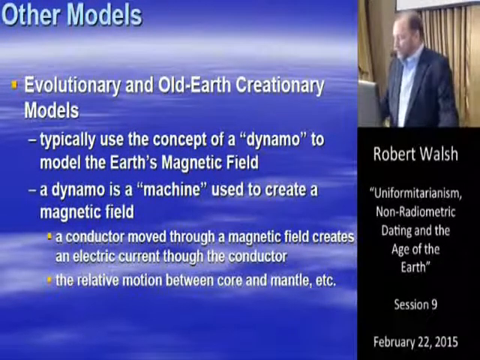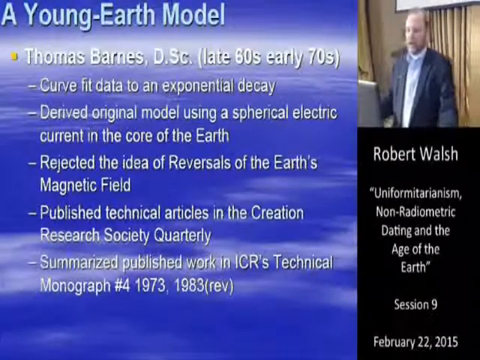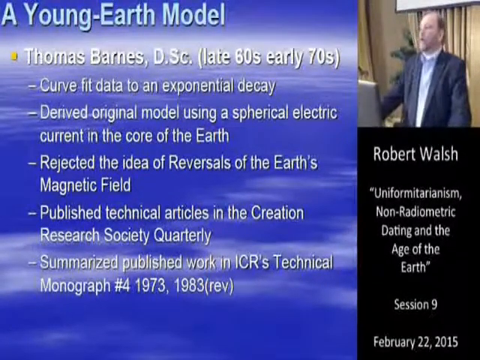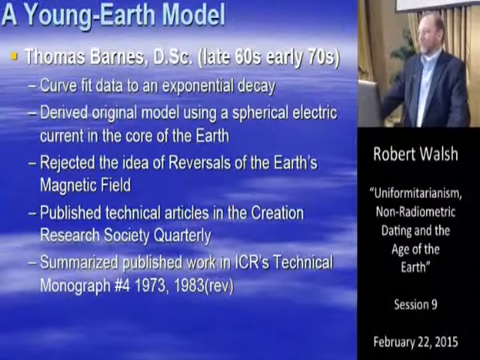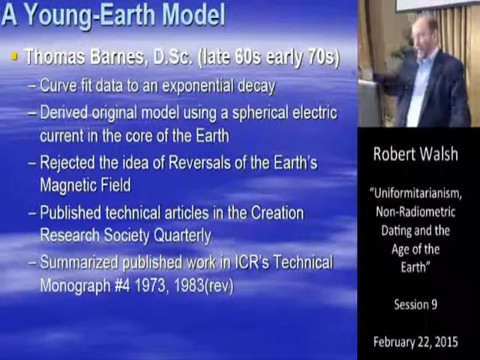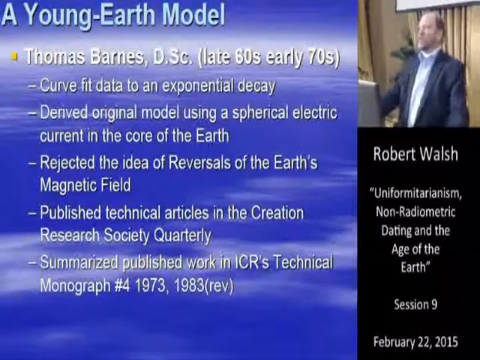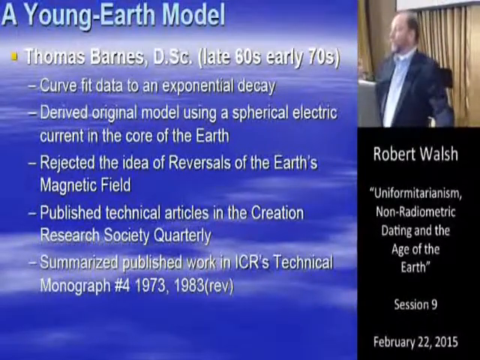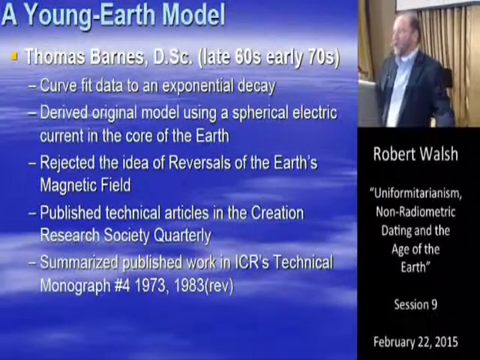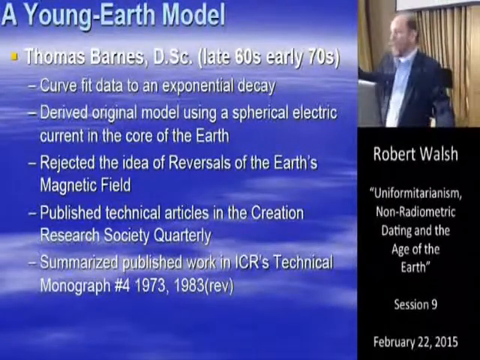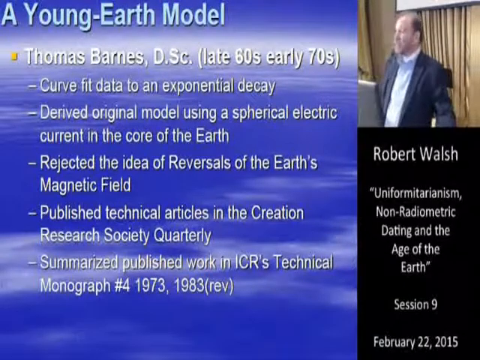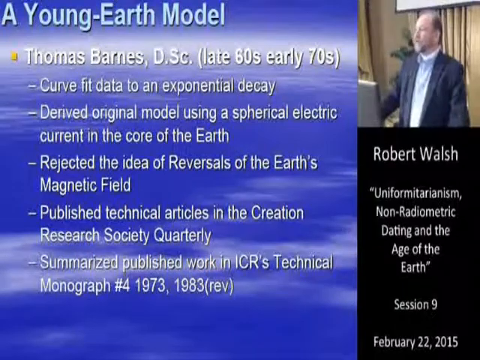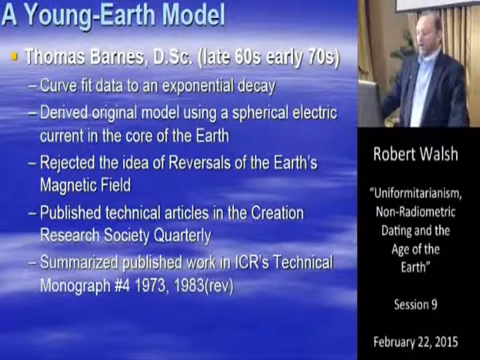Well, Thomas Barnes, in the late 60s and early 70s at the University of Texas at El Paso, took the data that he had at the time for the strength of the magnetic field, and he curve fit it. He did regression analysis and so on, and he fit a curve to the data itself, and what he found was that an exponential curve, our famous exponential curve, best fit the data. So he used that to come up with a model for the Earth's magnetic field.